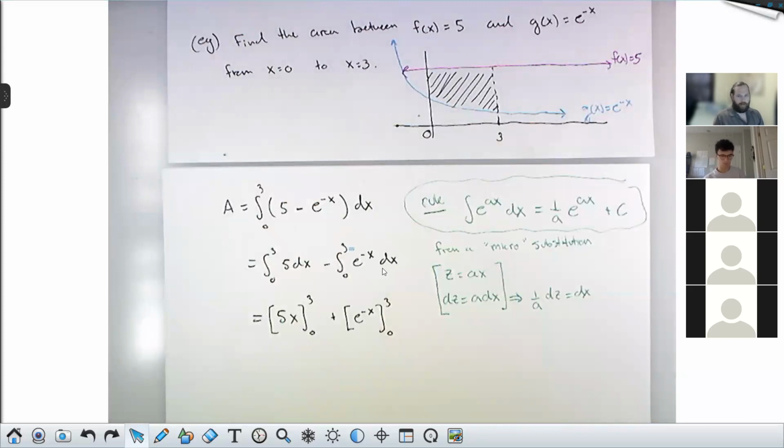What that means is that the integral of e to the negative x dx is going to be 1 over -1 times e to the -1 times x, right? This guy is this guy with a equals -1.